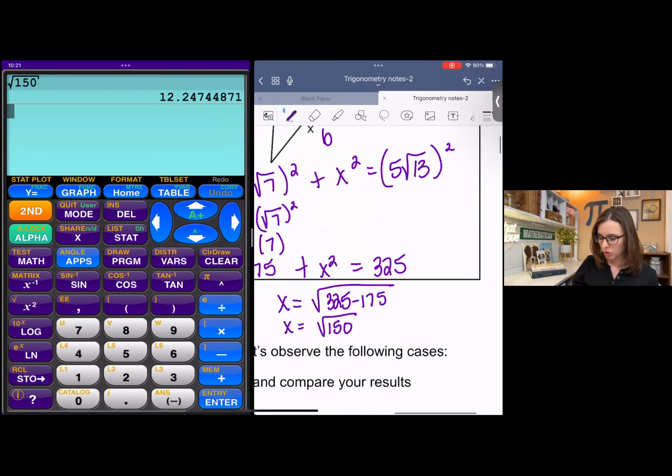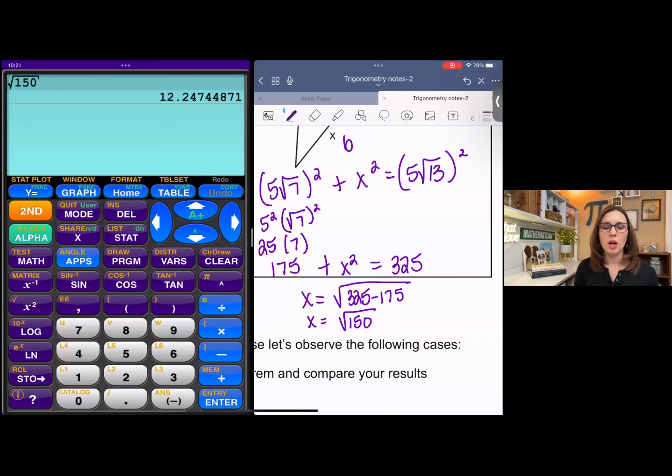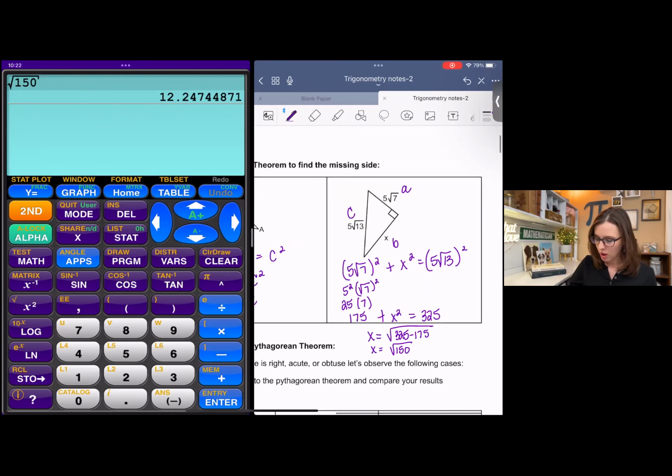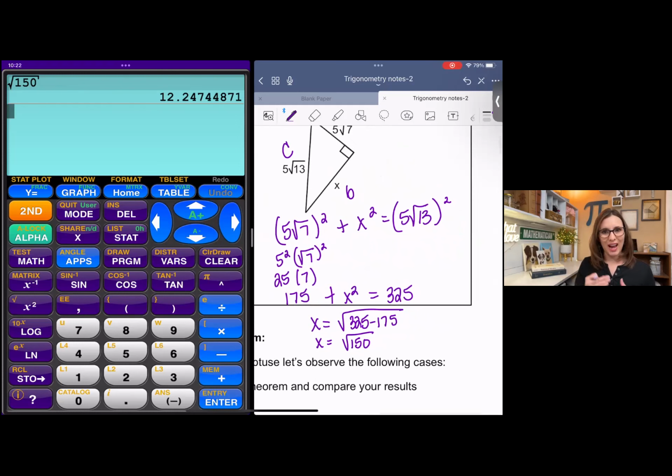You should get down to square root 150. This comes from subtracting 175 from both sides and then taking the square root. Now, if you type in the square root of 150, we get 12.25 if we were to round that. You have to be careful. I don't think I specified in this example if it wants an exact solution or an approximated solution. If it wants an approximate solution, then 12.25 is perfect. But if it wants an exact solution, then we're going to have to simplify the square root.